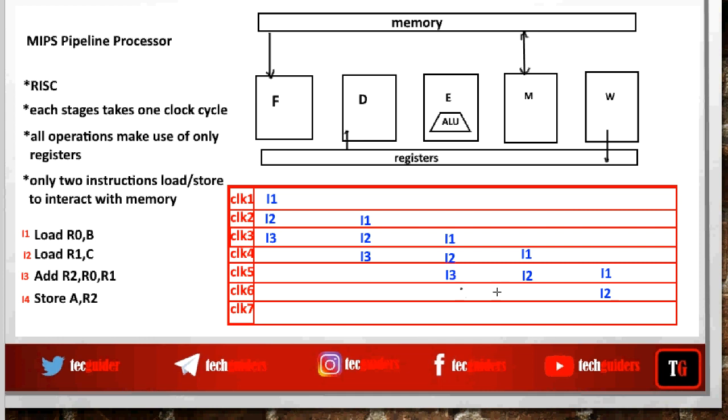And here we are not making use of the memory stage. The memory stage is idle. The result of add is written to the register R2 in the write back stage. Thus, we can see the operation interacts only with the registers: load the operand from the register, execute it. We are not making use of the memory stage here.